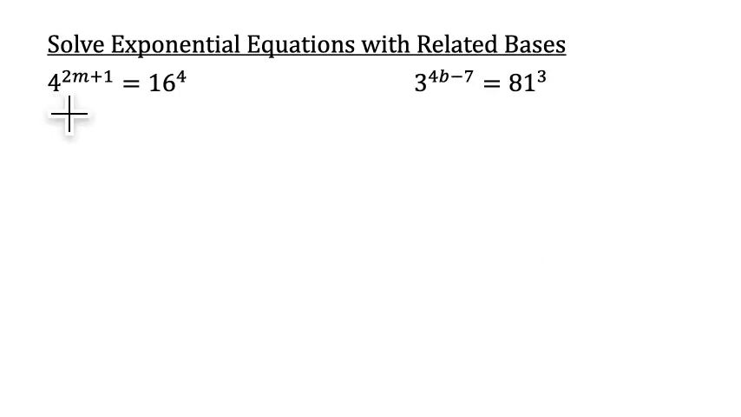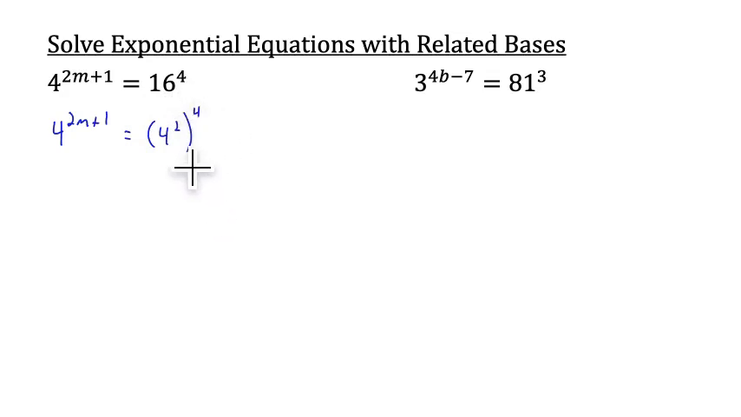Now here we have two exponential expressions that are equal to each other, but the bases are not the same. However, the bases are related to each other. In particular, we can rewrite 16 as a power of 4. So what we're trying to do is get these two base numbers to be the same. And in this case, we will be able to do that. So we're not going to change the left side, but we're going to rewrite 16 as 4 squared. And we still have it raised to the 4th power.